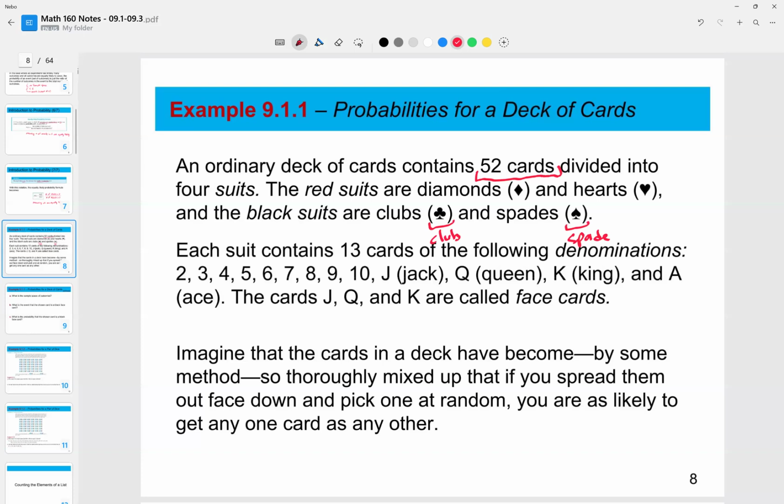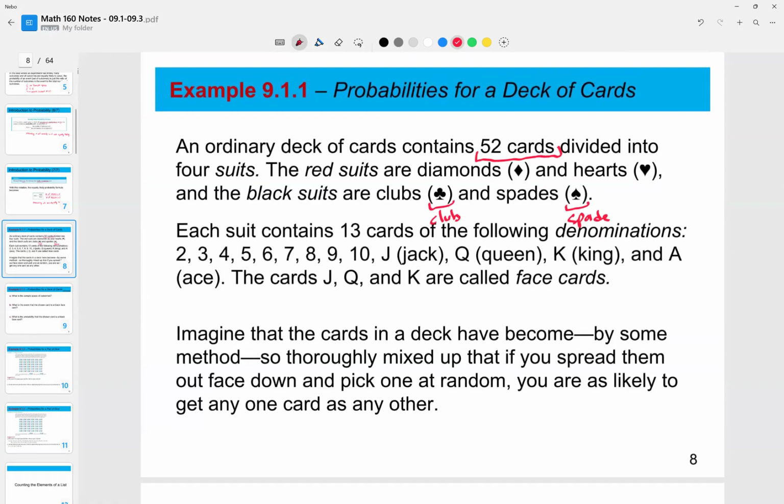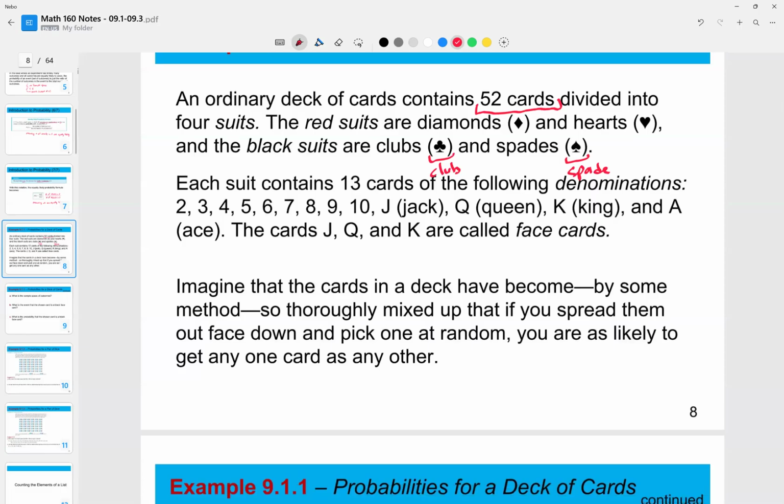Okay, so anyways, there are 13 cards in each suit, going from 2 up to 10, the numbers, and then there are the face cards, Jack, Queen, King, and Ace. In some games, Ace is considered one, but anyways, the Jack, Queen, and King are called the face cards.